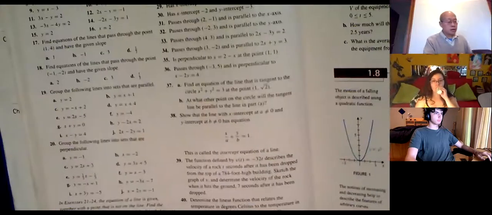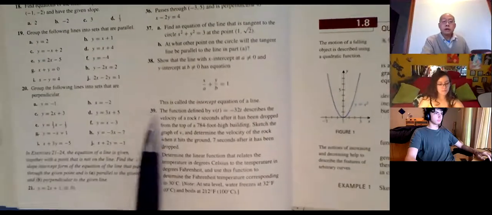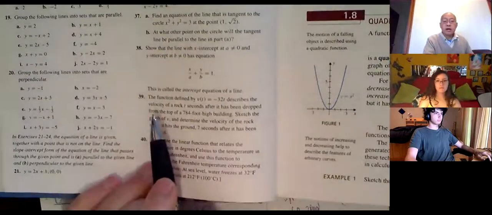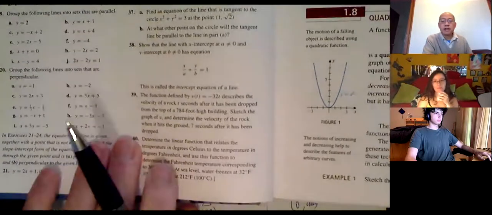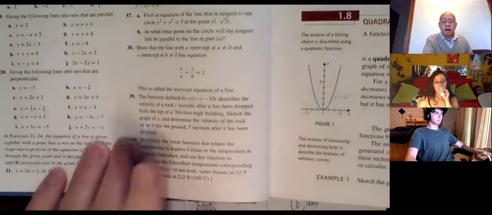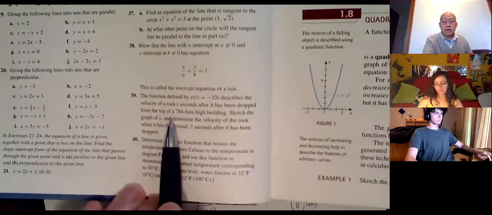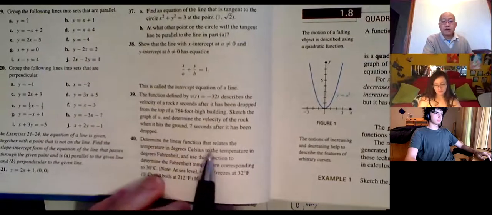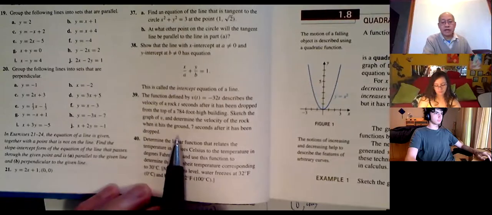All right. And a couple more problems, and then I'm just about done, I think. 39. Show you that one. The function defined by v of t equals -32t, where v stands for velocity and t is time, describes the velocity of a rock t seconds after it has been dropped from the top of a 784-foot high building. Sketch the graph of v, and determine the velocity of the rock when it hits the ground 7 seconds after it has been dropped. Okay, that's not really that big a deal.